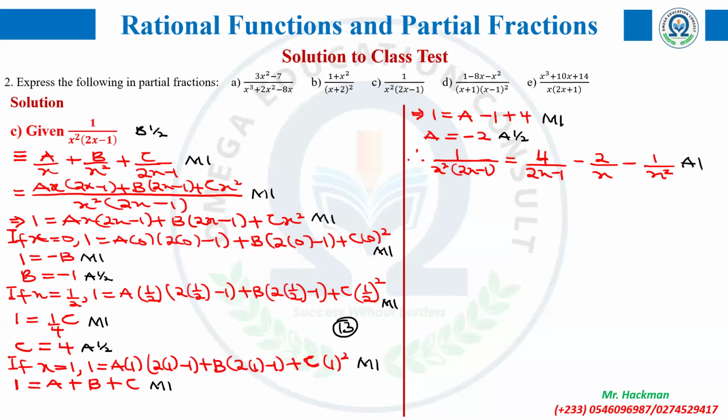So I'm left with A and C to look for. So if x is equal to half, I go and substitute. 1 will be equal to, so I substitute half wherever I see x here. And that's what I have here. And simplify, and that gives me 1 is equal to C over 4, which gives you, cross multiply, so C will be equal to what?